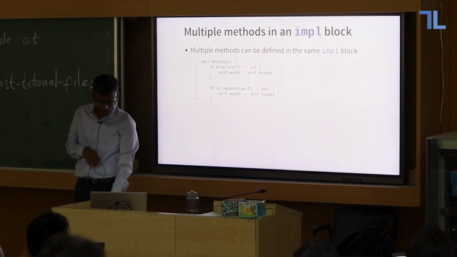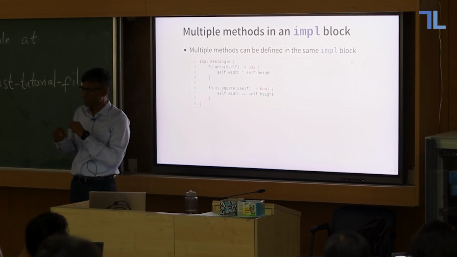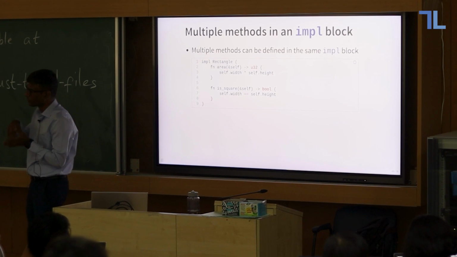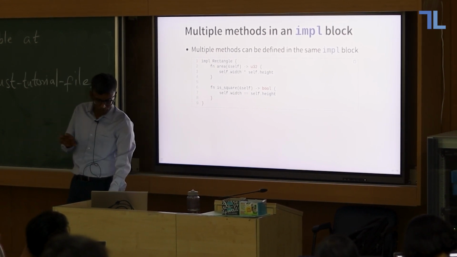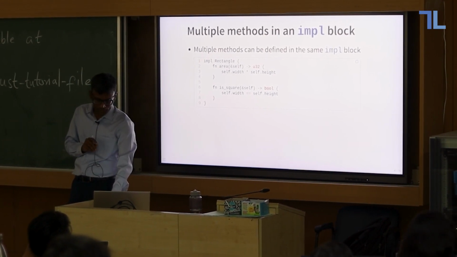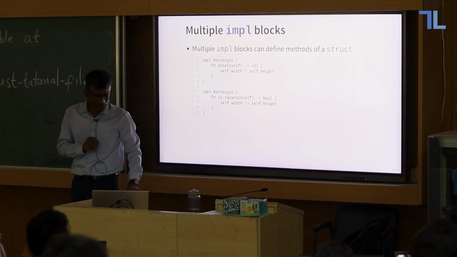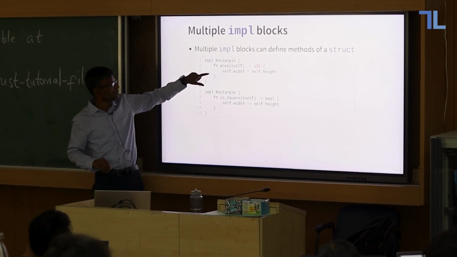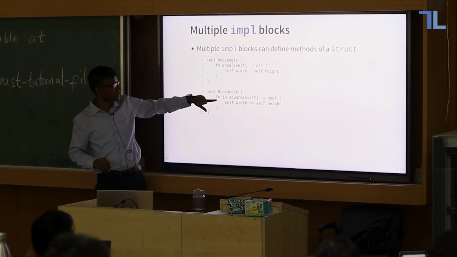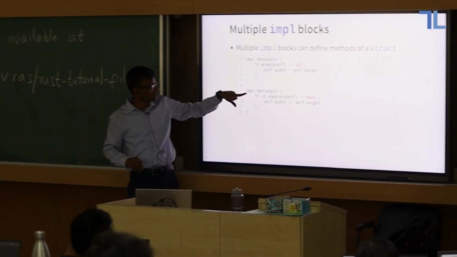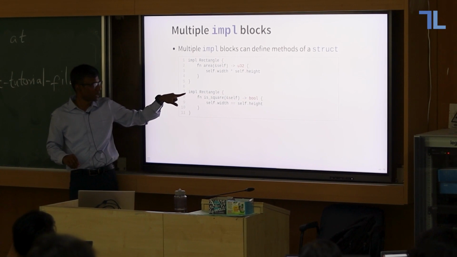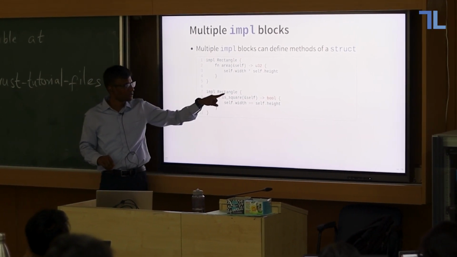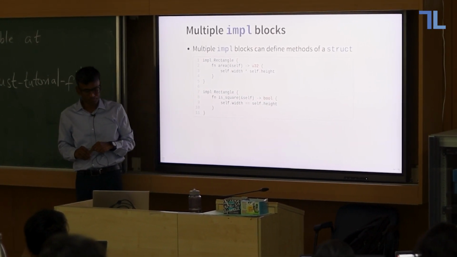You can also have multiple implementation blocks. It's not necessary that there be a single implementation block for a structure. You can spread out your implementation over multiple files. Here is the first implementation block, where I'm defining the area method. In another implementation block, the name of the structure has to be repeated. So impl, the structure name, and you check whether it's a square or not.